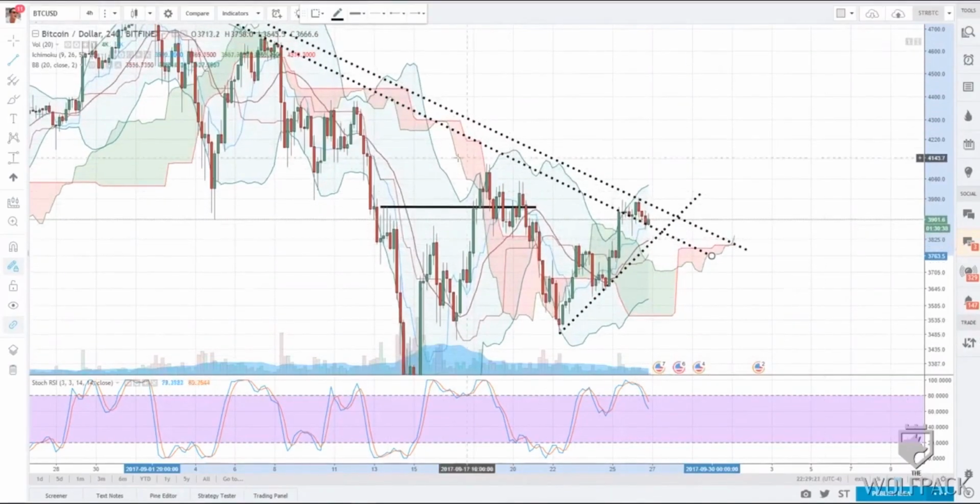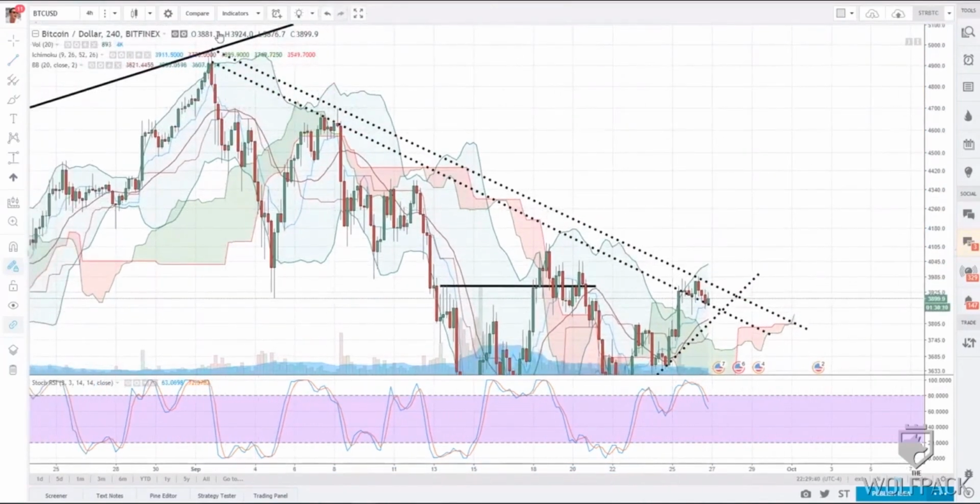So since it broke that first resistance, it's actually bouncing up and down on it as if it was support, because the price is over it. Like I said, if the price goes over a trend line, it becomes support. If it goes under, it's the resistance.